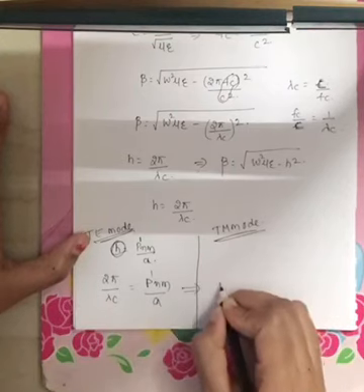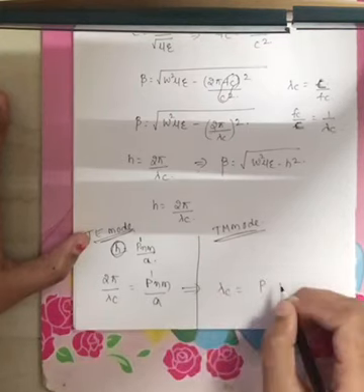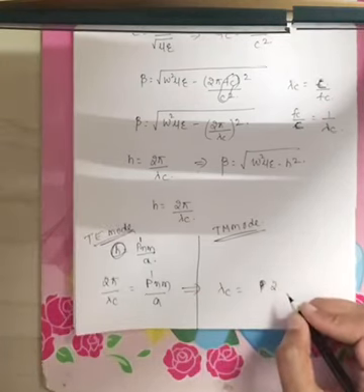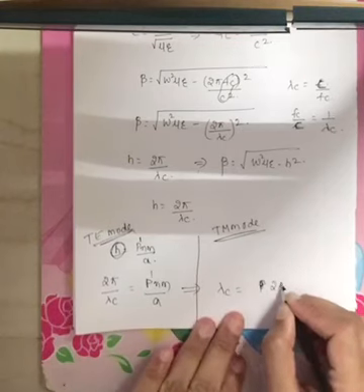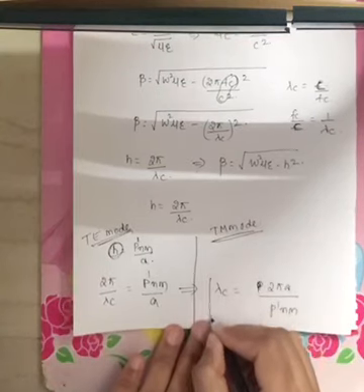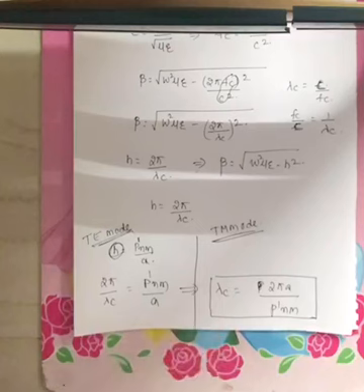Now from this expression, what is lambda c? Lambda c is nothing but 2 pi a by P dash nm, right? This is the expression for cutoff wavelength for TE mode of propagation. Here you will have different cutoff wavelengths for TE mode of propagation because the roots are varying, whereas under rectangular waveguide you will have a single formula. Here you will have two different formulas: one for TE mode of propagation and another for TM mode of propagation.